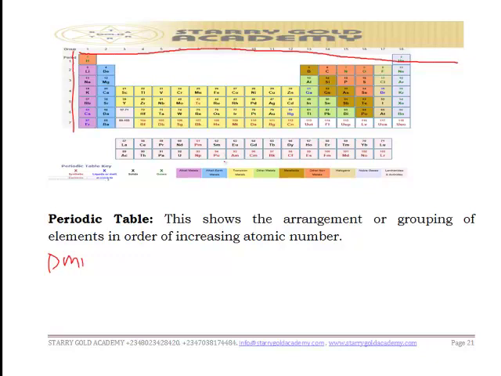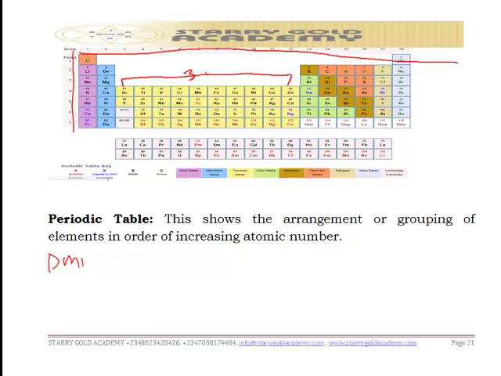Some textbooks or materials will tell you we have group 1 to group 18. Some will say we have group 1 to group 0. So if you have any material or periodic table that indicates group 1 to group 18, that means they are including what we call the transition metals.